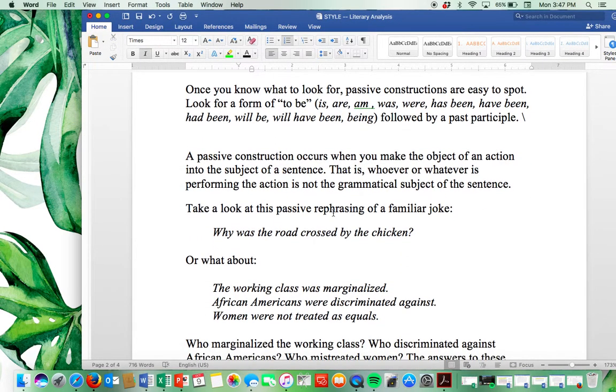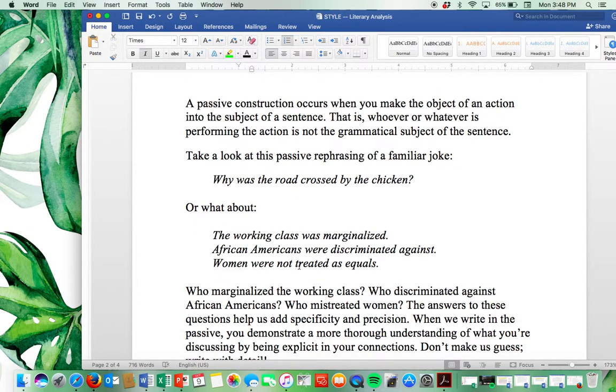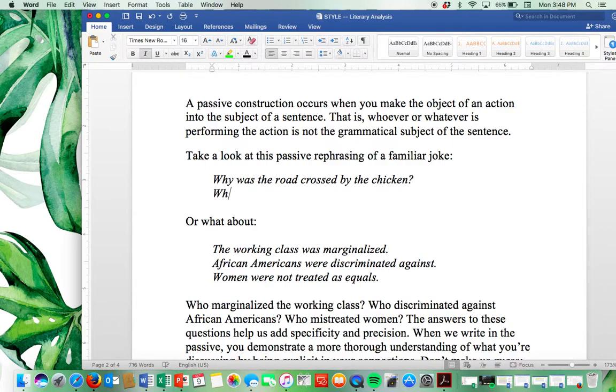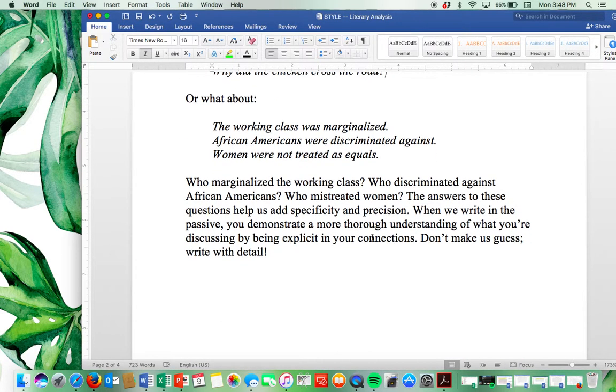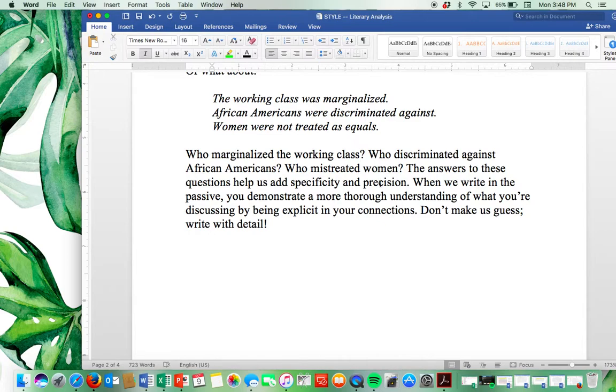So once you know what to look for, passive constructions are easy to spot because usually passive voice uses these to be verbs: is, are, am, was, were, have been, etc. So you'll see these very often. Why was the road crossed by the chicken instead of the chicken crossed the road, right? Or what about the working class was marginalized? African Americans were discriminated against. Women were not treated as equals.